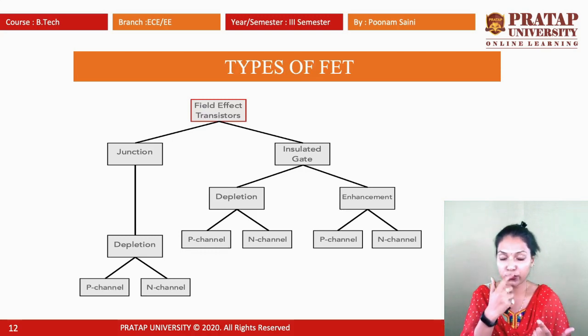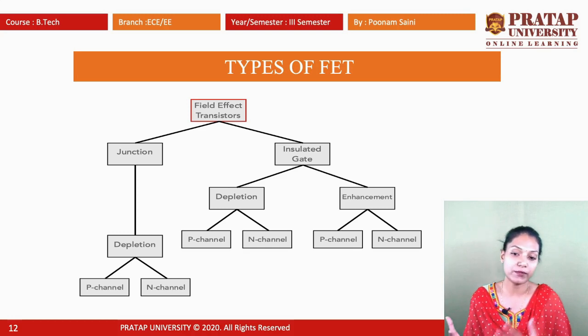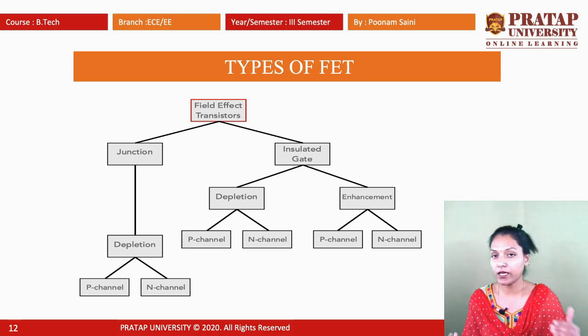In the junction, there are two types, depletion and enhancement. Depletion and enhancement both have p-type and n-type. In enhancement, both p-type and n-type. The junction has a depletion part, and that depletion part is constituted into two parts, p-type and n-type.